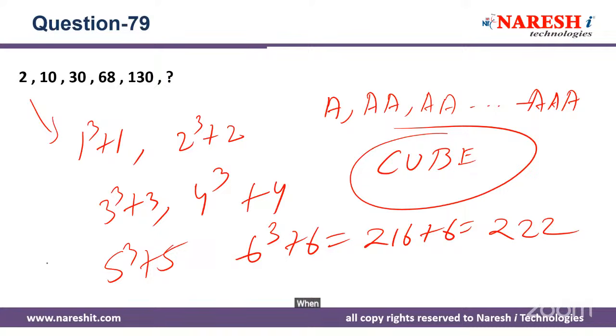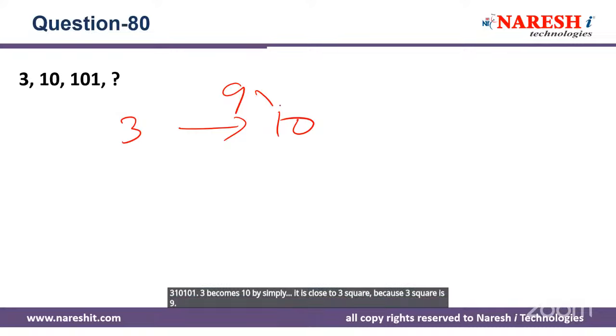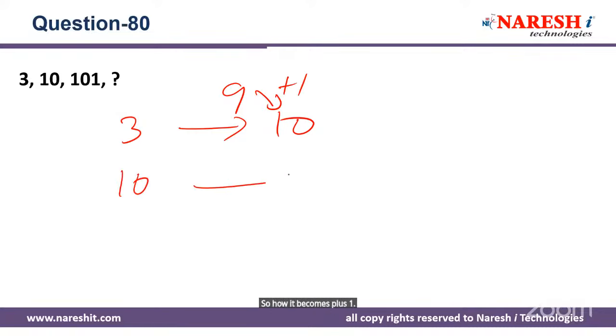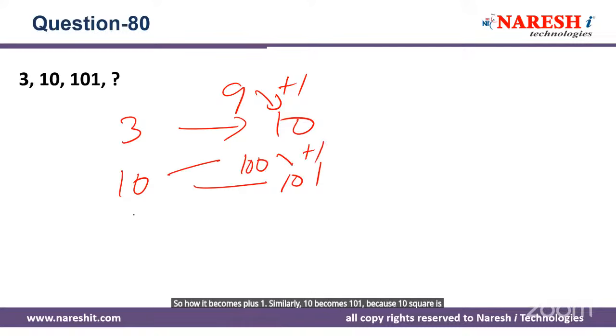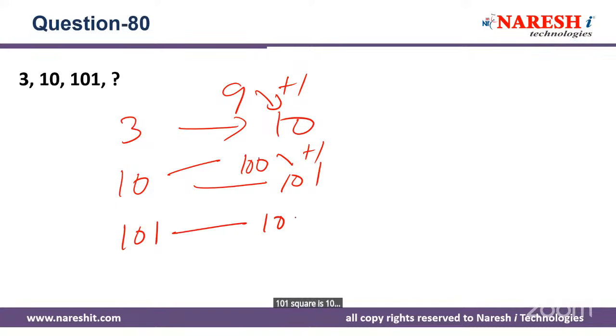Whenever you have a series starting with a single digit, then two digits, and the last number is three digits, it's always related to the cubes concept. Now 3, 10, 101. 3 becomes 10 because it is close to 3 square, which is 9, so plus 1. Similarly, 10 becomes 101 because 10 square is 100, again plus 1. 101 square is 10201, plus 1, 10202 is the answer.